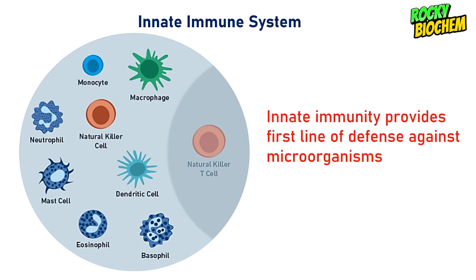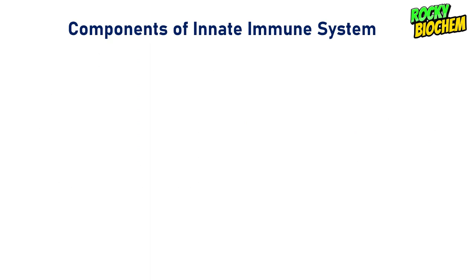The term innate refers to the fact that these defensive mechanisms are already present and are ready to function, provided an infection tries to occur. So let me take you through the components of the innate immune system. The innate immune system has certain cells or components that come together to play the defensive role.